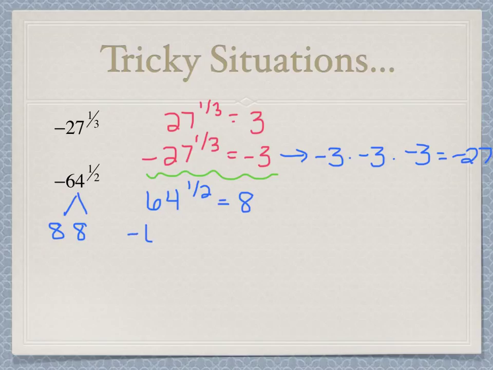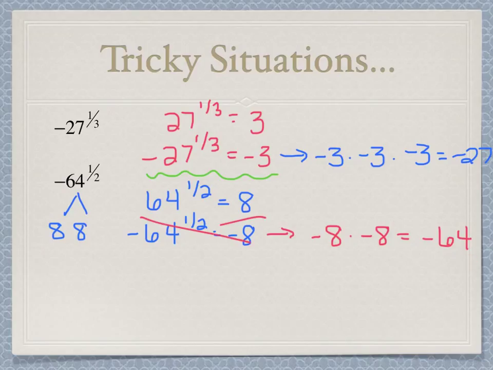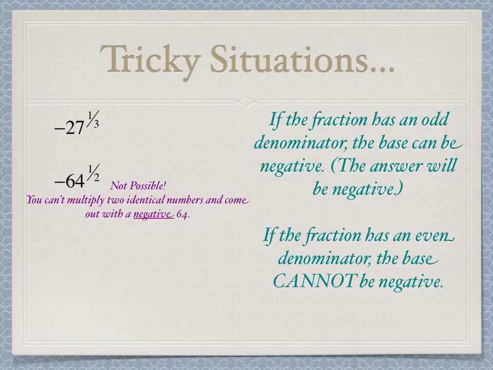Okay, so I know 64 to the power of 1/2 is equal to 8. So is it true that negative 64 to the power of 1/2 is equal to negative 8? Because that's what we did up here, right? So, let's see. That would mean that negative 8 times negative 8 was equal to negative 64. Do you see a problem there? Negative 8 times negative 8, 2 negatives are always going to make a positive. So this is not a true statement. This does not work. Okay, so let's see. Why does it work here? Here's why.